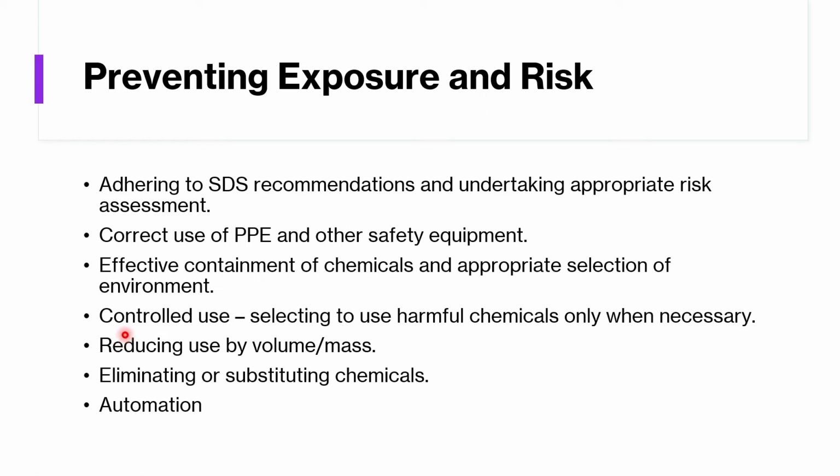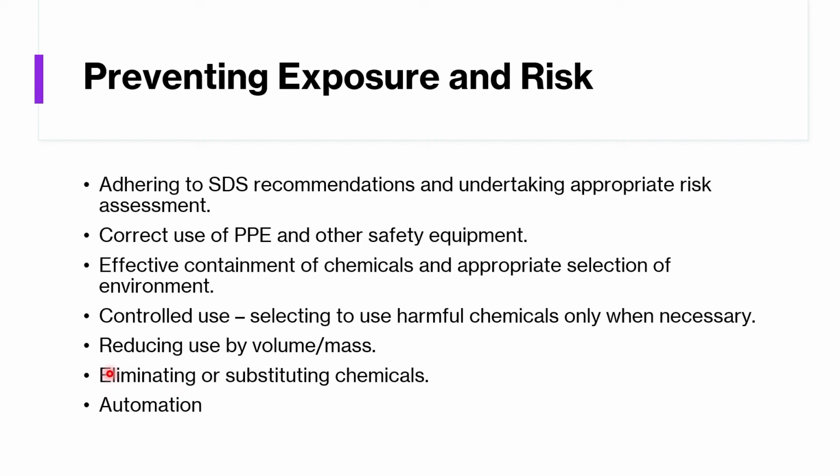We can also be preventing exposure and risk through the control of our use, really only choosing to use those dangerous chemicals only when they are necessary. We can also reduce the amount of chemical that we use. So especially in, say, a teaching lab, if we don't need to use 100 mils of an organic chemical and we can get away with using a couple, well, then we're going to pick to use a couple, not just from a cost perspective, but also from a safety perspective. It will reduce the amount of exposure and risk that we have.